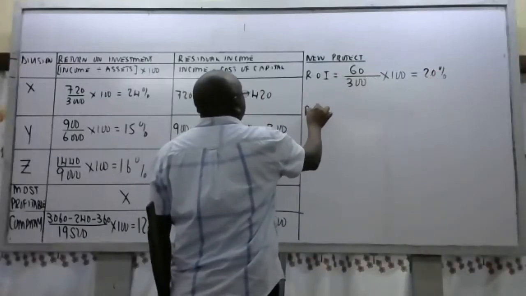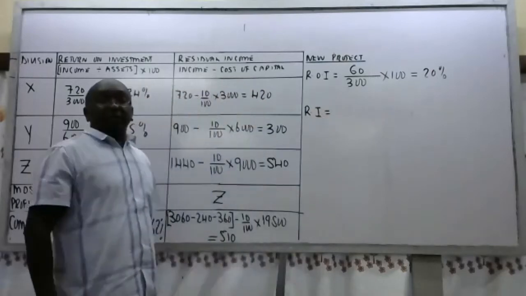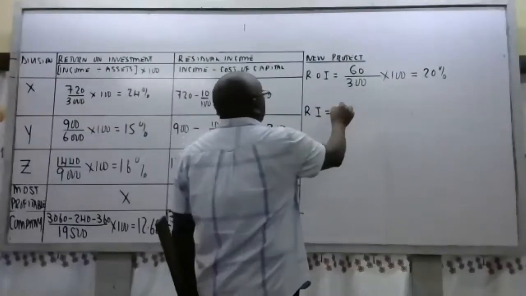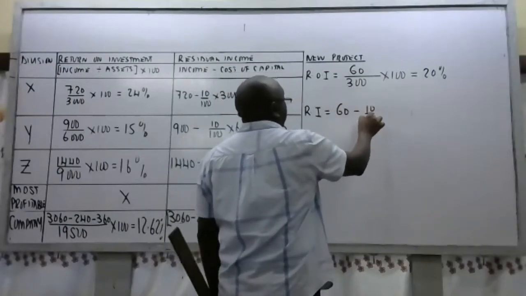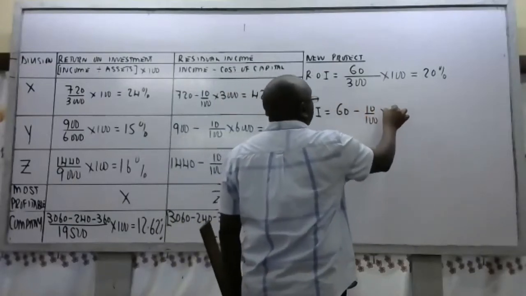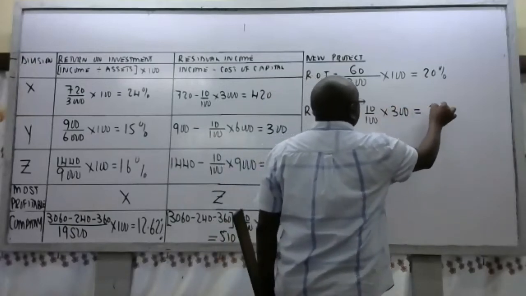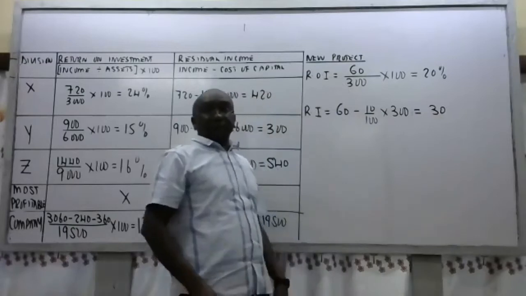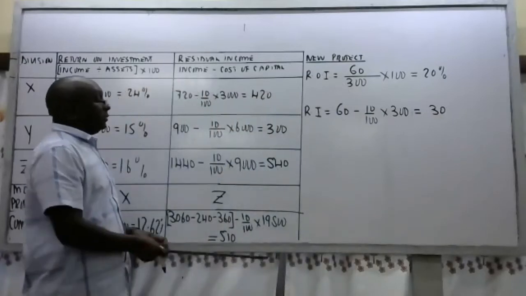And if they wanted residual income, you'd say 60 minus 10% of 300, and that obviously should be 30.